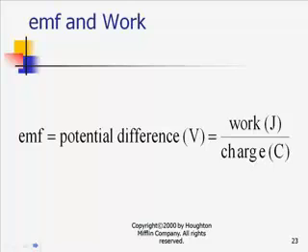Okay. When we're talking about our potential difference, we express that in volts, and a volt is defined as a joule amount of energy per unit of charge, which in this case is a coulomb. So a joule per coulomb is the definition of a volt, which is our unit of potential difference.